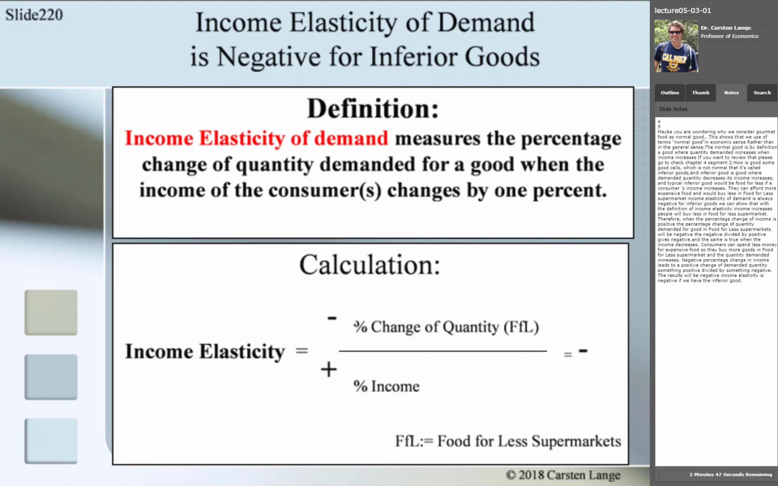And the same is true when the income decreases. Consumers can spend less money for expensive food, so they buy more goods in food for less supermarkets, and the quantity demanded increases. A negative percentage change in income leads to a positive change of demanded quantity. Something positive divided by something negative, the result will be negative. Income elasticity is negative if we have an inferior good.